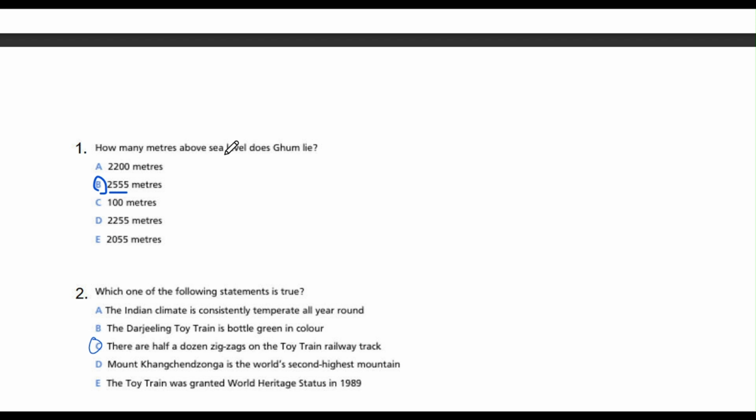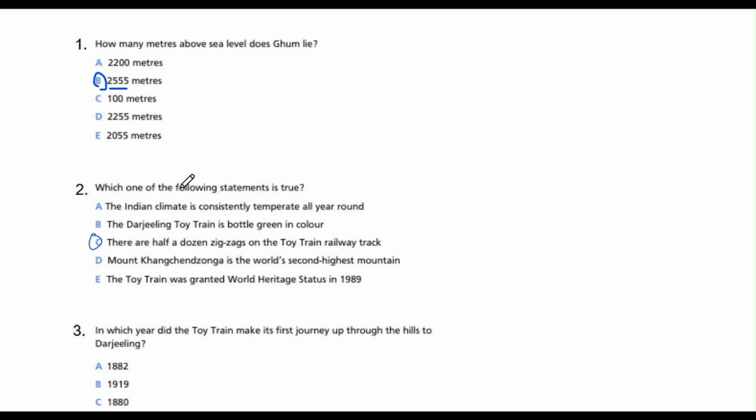Question 2. Which one of the following statements is true? The choices are A, the Indian climate is always mild, B, the Darjeeling toy train is green, C, there are 6 zigzags, D, Mount Kangchenjunga is the world's second highest mountain, E, the toy train was granted World Heritage status in 1989. The right answer is C.